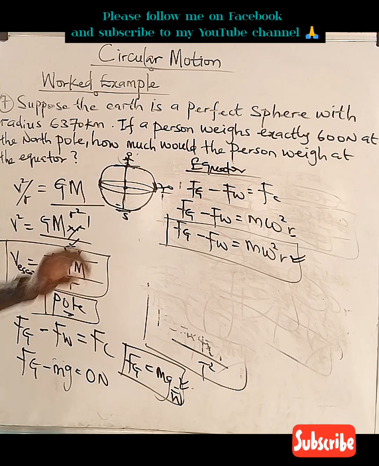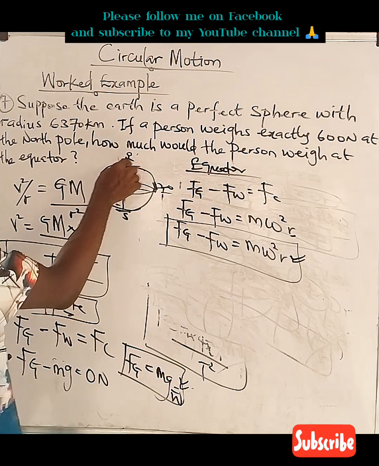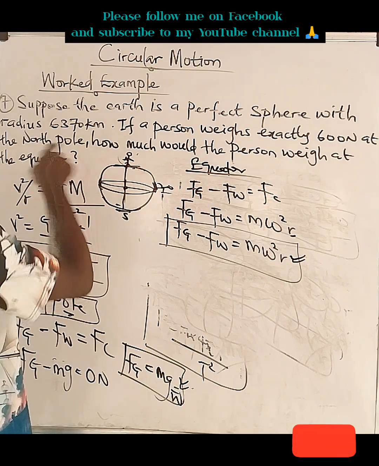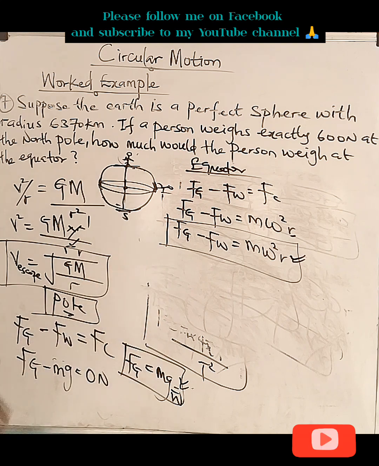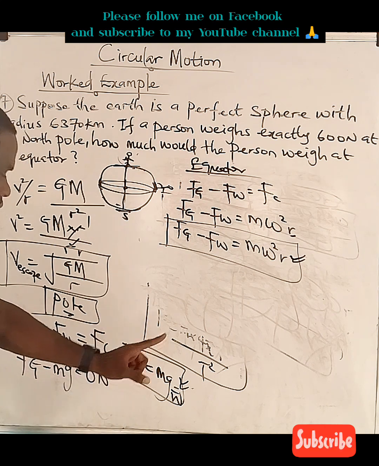Good. The person weighs exactly 600 newtons. Somebody starts at this place, weighs 600 newtons at the North Pole. How much would the person weigh at the equator? Now, don't forget that at the very North Pole, the force of gravity is equal to the weight.